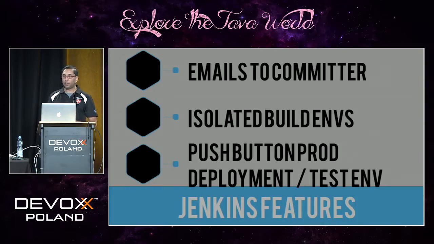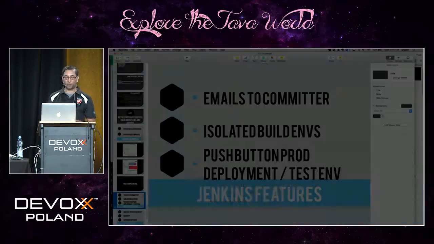Right. The other thing that we can do is have isolated build environments. We can set up multiple Jenkins servers so that things can run and not get queued up, because sometimes it can take a long time to run unit tests and code coverage and things like that. We can also do push button production deployments, or deployments to our test environment, directly from Jenkins.